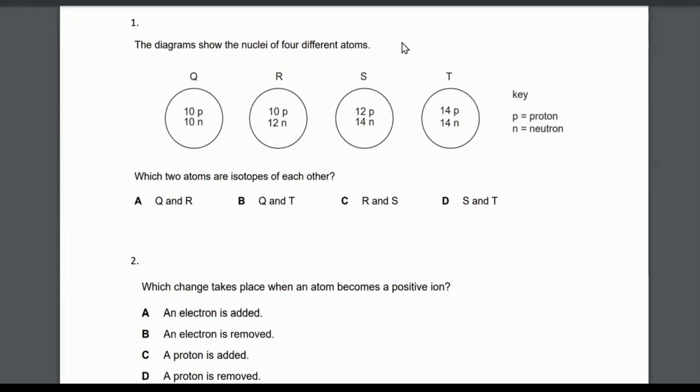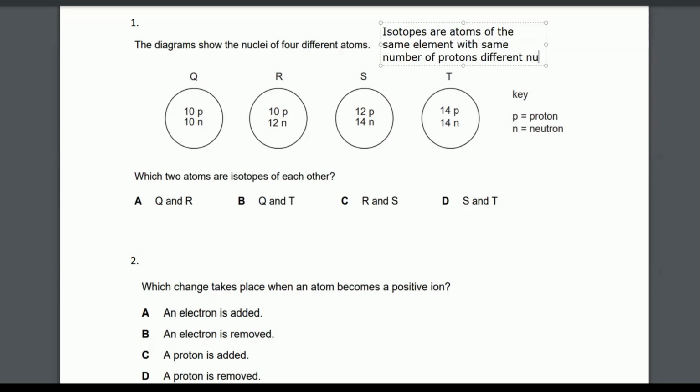Let's go. Question 1. The diagrams show the nuclei of four different atoms, Q, R, S, and T. We've got a little key on the side. P stands for proton, N for neutron. Which two atoms are isotopes of each other? So what you want to do is pause the video and have a go at each question as they come up, and then play to watch the answer.